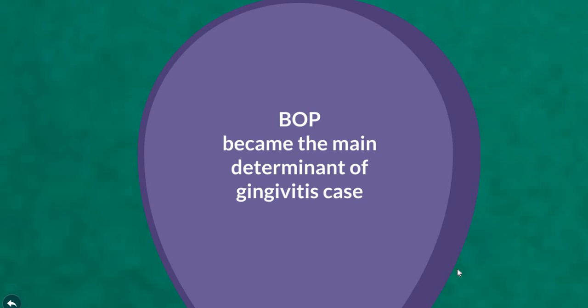Bleeding on probing became the main determinant of a gingivitis case. Previously, we depended on many factors, for example, gingival swelling, redness, as well as bleeding, and the red glazed surface or depithelialization of the surface of the gingiva. But today, the main determinant of defining gingivitis is bleeding on probing.